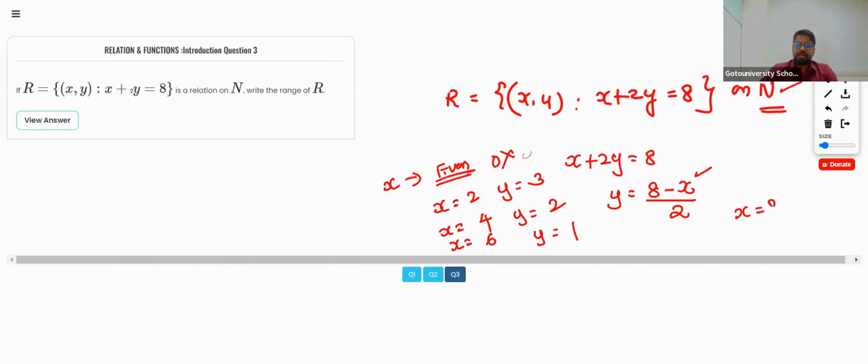Can I take x is equal to 8? Please tell me. Can I take x is equal to 8?